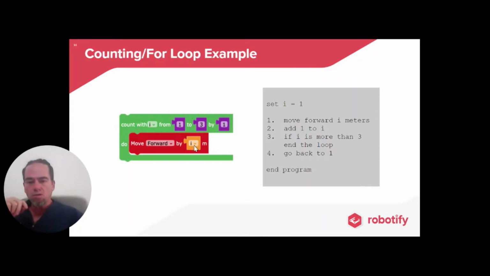Set I is equal to 1. This is the counting number in the block here. It says move forward by I meters. I is equal to 1 on the first loop. I is equal to 1 plus 1, which is equal to 2 on the second loop. And then 2 plus 1 equals 3. And the maximum is number 3. So move forward I meters, add 1 to I. If I is more than 3 in the loop, go back to I in the program.